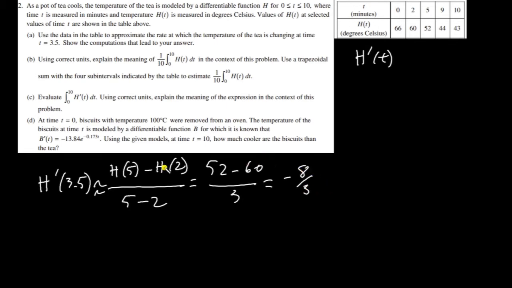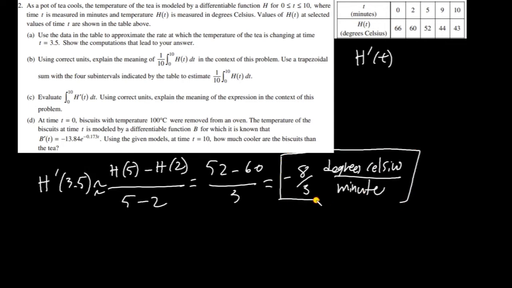And the units: the units of h are degrees Celsius, and the units of t are minutes. So the units for h prime of t are degrees Celsius per minute. Okay? That is a 1-point question, 1 point for the correct answer.